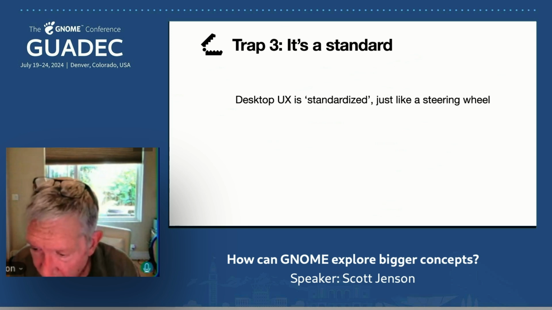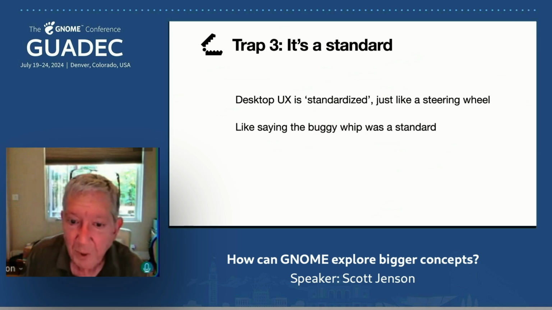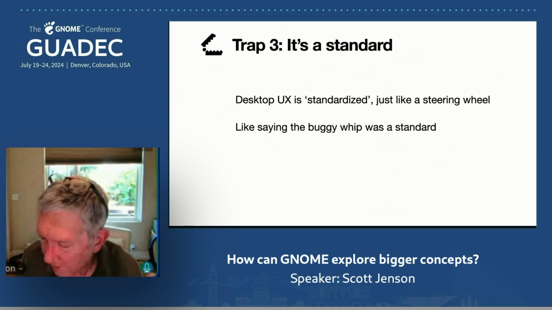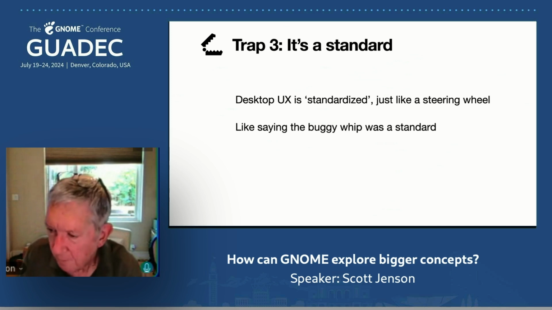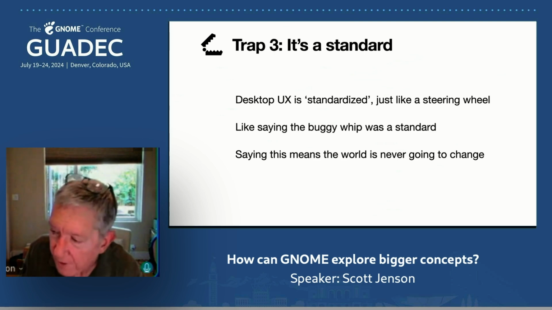Not only has the steering wheel changed significantly and continues to change, it's like saying that the buggy whip was a standard. Well, yeah, it kind of sort of was, but it became useless because the car came along. And I think that in the case of the steering wheel, we're going to be getting electric bicycles and maybe self-driving cars. So people know what the platonic idea of a steering wheel is, but it won't matter over time. And so saying this means that the world is never going to change. And I think that's a very bad bet to take.